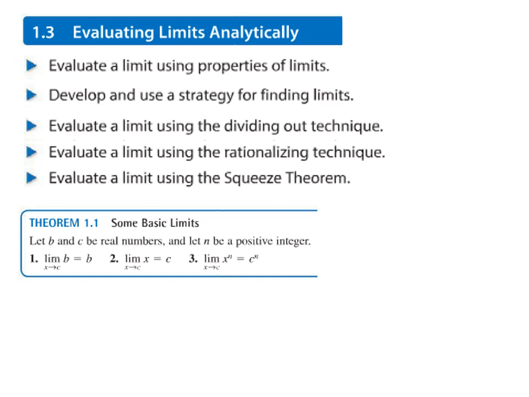So some basic limits. Let b and c be real numbers, and let n be a positive integer. If we take the limit of a constant, it is just the constant. If we take the limit of just x and we plug in c, we get c. If we have x to a power, then it's just c to that power.